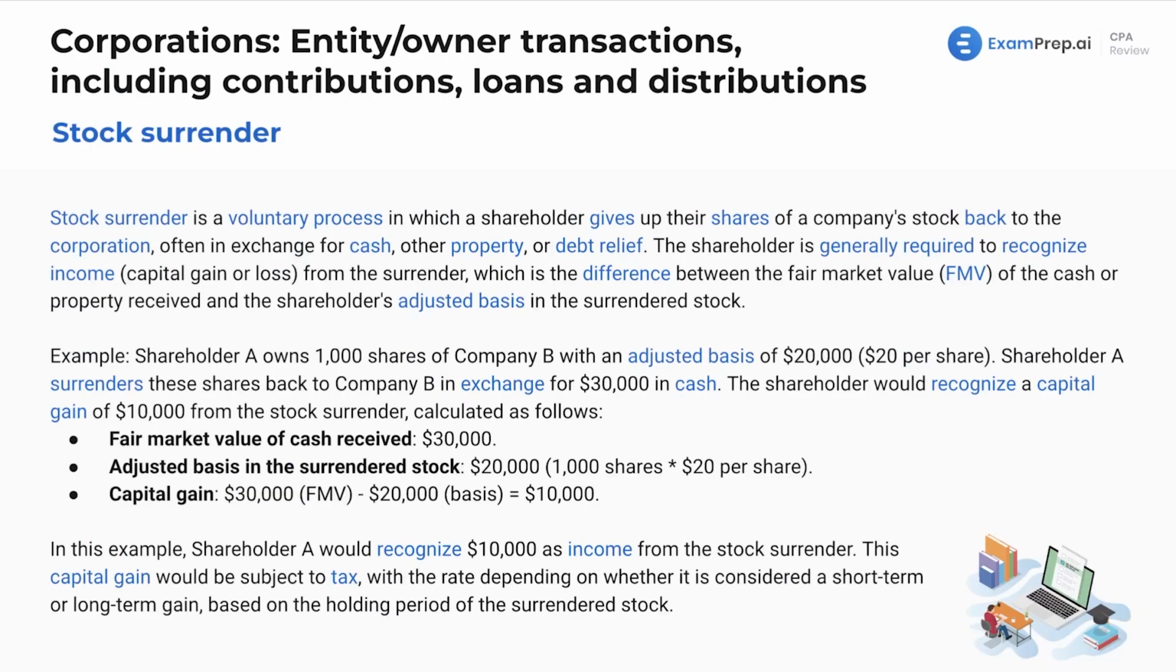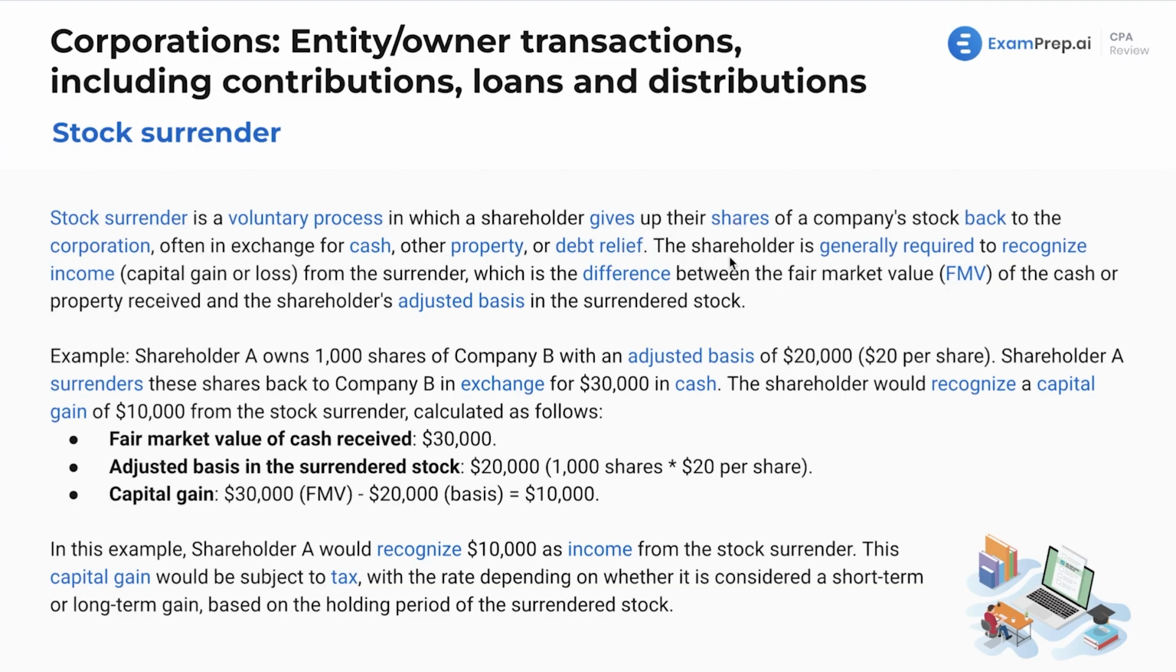Our next couple slides are going to deal with a few situations you may see, so we'll prep you for them. First off, a stock surrender. This is a voluntary process in which a shareholder gives up their shares of a company's stock back to the corporation, often in exchange for cash, other property, or debt relief.